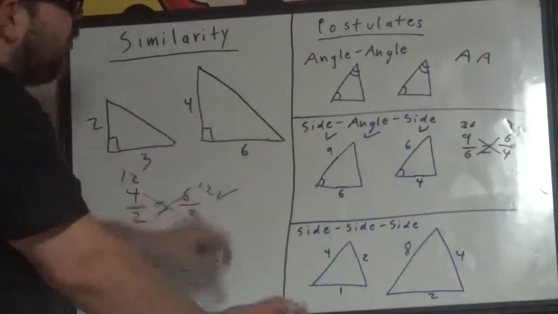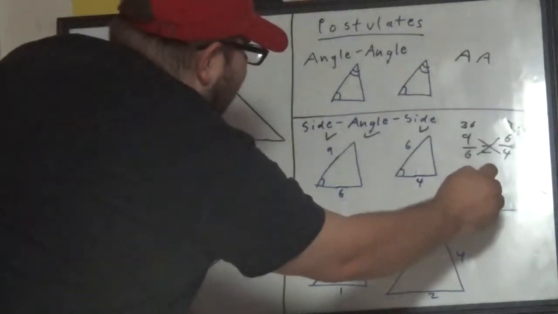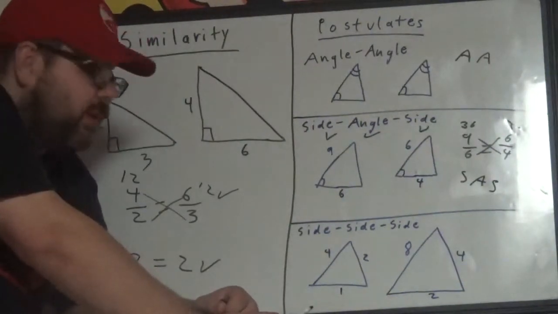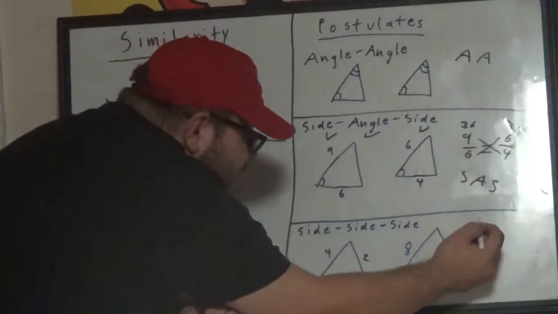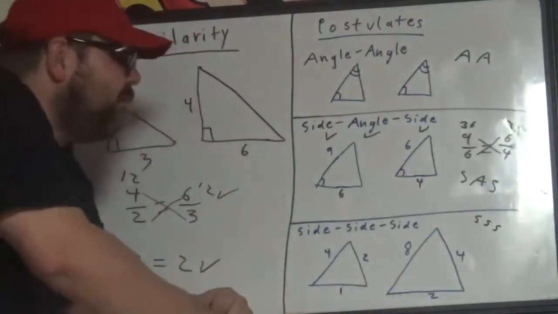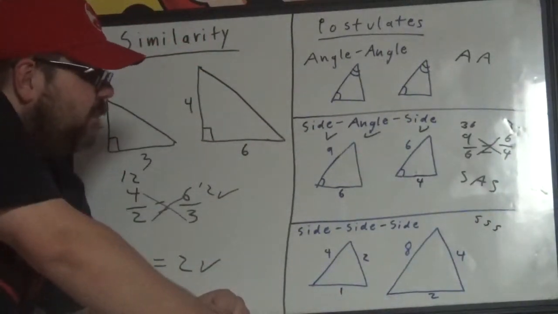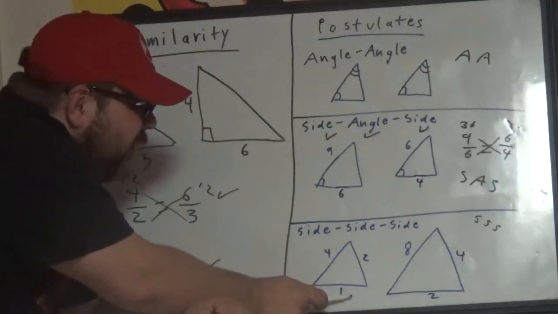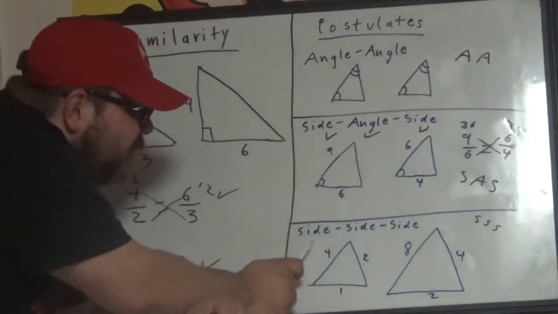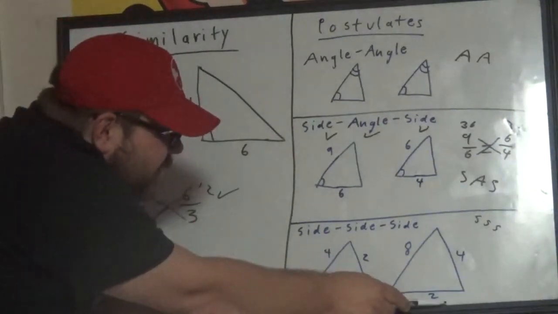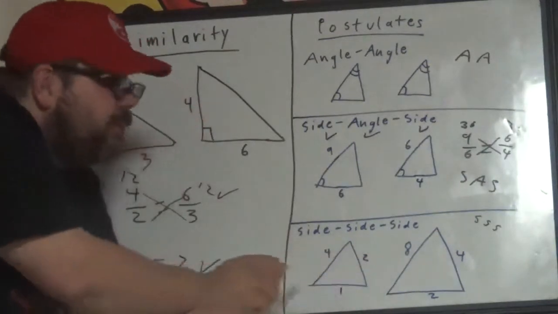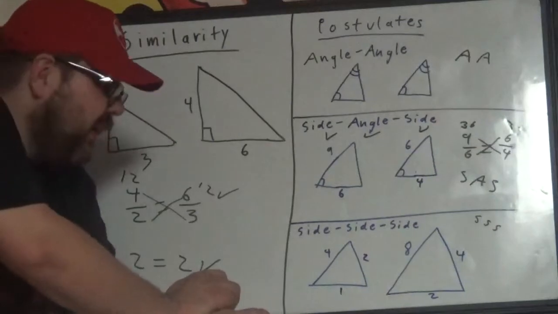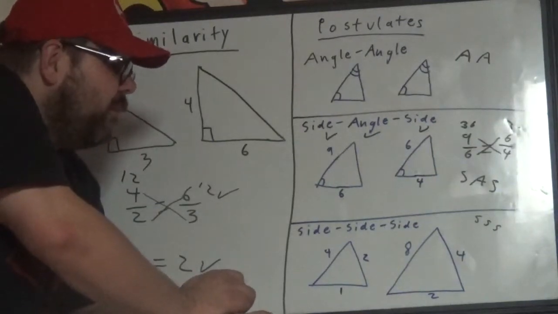So we've done angle, angle, and side, angle, side. Now let's do the next one. The next one is side, side, side, SSS. So we've got one here where we have a triangle that has sides of 1, 2, and 4, and then sides of 2, 4, and 8. Now you can probably do the math in your head and you say, oh, well that's clearly twice as big. But we can check that.